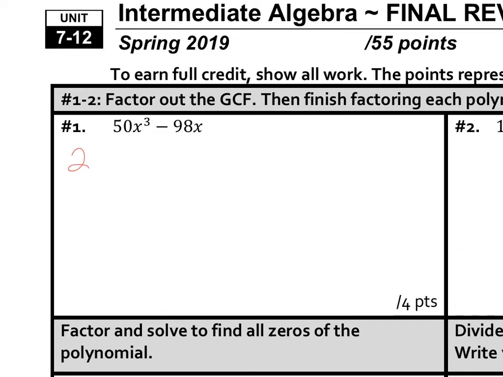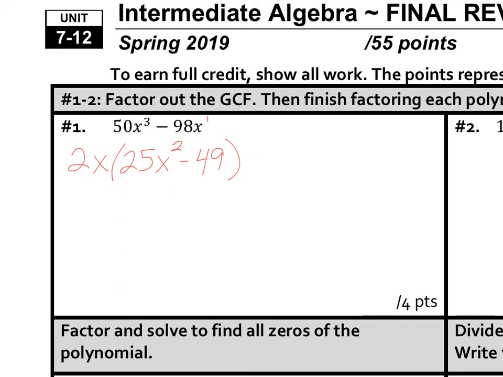There are x's in every term, so that means we're going to have at least an x out here. And our smallest exponent on an x is a 1, so that means it's going to be just 2x out there. So we divide both terms by 2x. We end up with 25x squared, because we divide 50 by 2, and we subtract exponents on x's. So 3 minus 1 is 2. And for our second term, negative 98 divided by 2 is negative 49. And x divided by x cancels out.